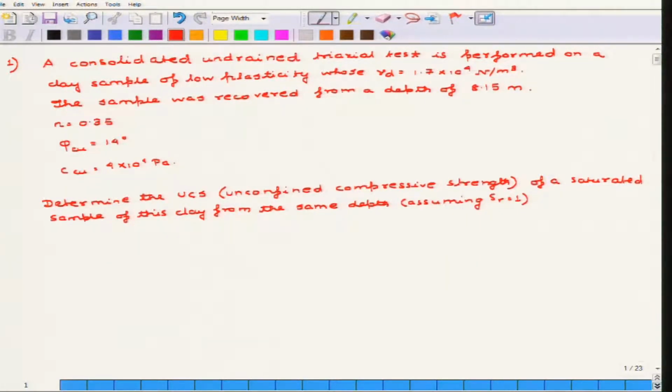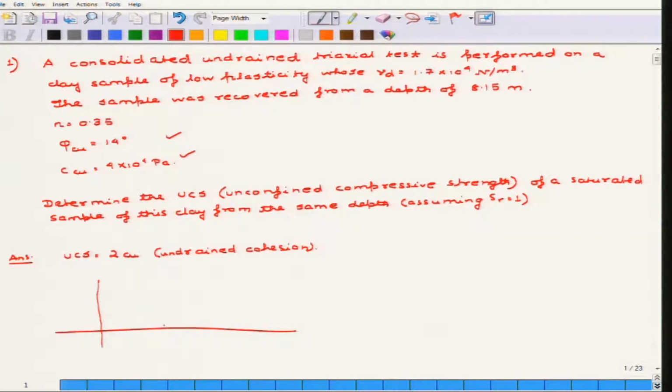Now we all know that the unconfined compressive strength, or UCS, is generally given by 2 into Cu, where Cu is generally given as the undrained cohesion. Now you have to find out this parameter Cu from the given phi Cu and Ccu. So first let us draw the Moore circle condition for the consolidated undrained test. So this is how the Moore circle looks like.